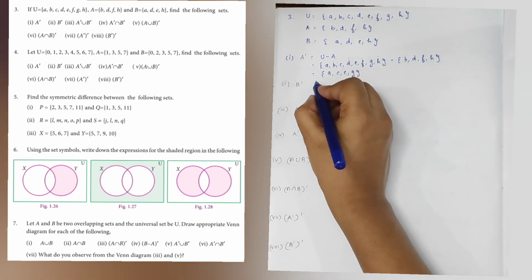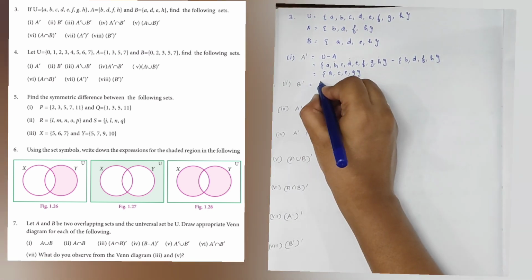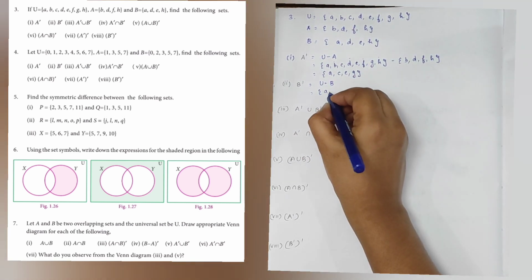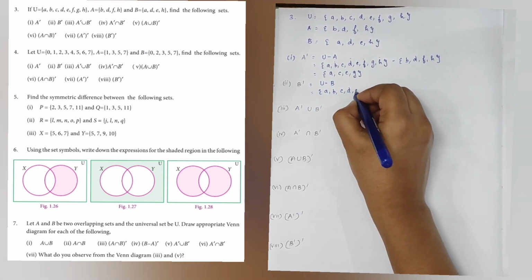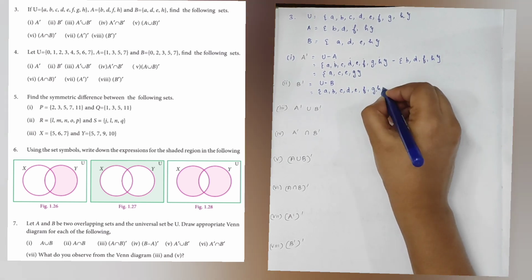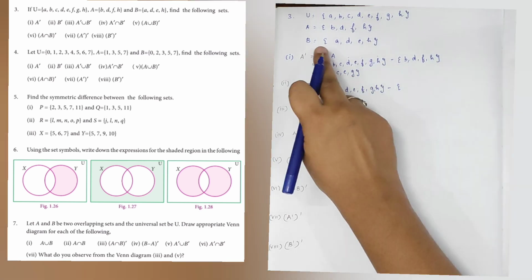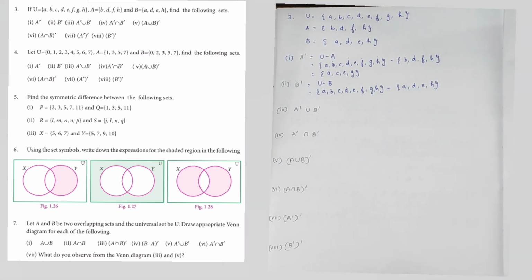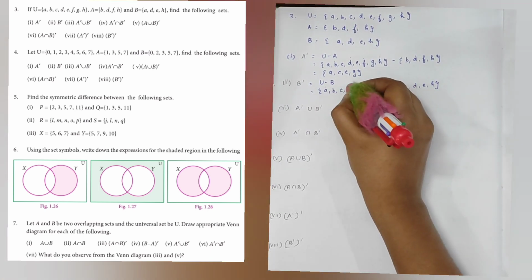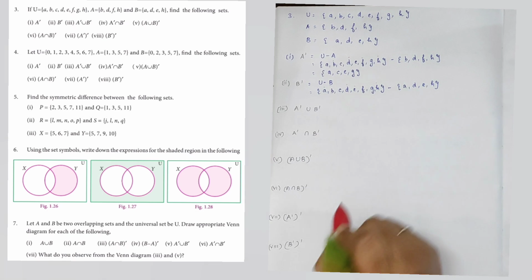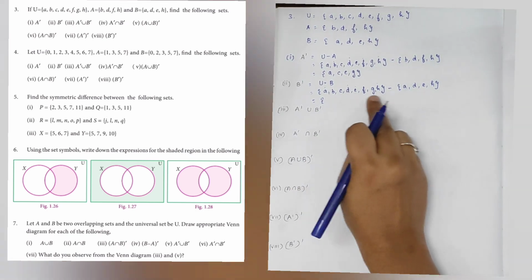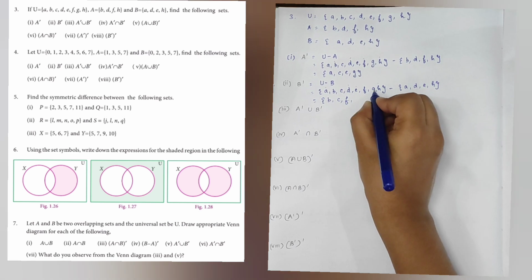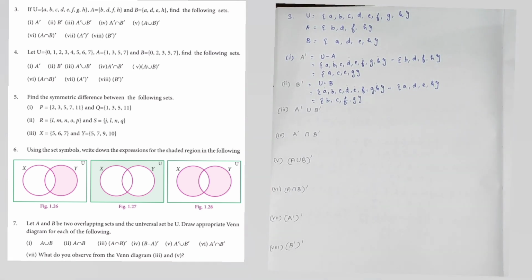Okay, now do it for B complement, that is universal set minus B. Okay, so list out the elements of the universal set, that is A, B, C, D, E, F, G, H minus the elements of B, that is A, D, E, H. Now mark the common elements A, D, E, H. Now list out the uncommon elements of the first set, that is B, C, F, G. So this is the answer for B complement.